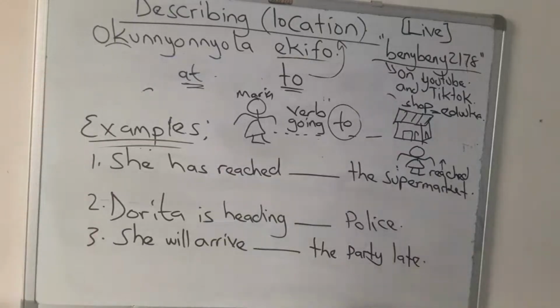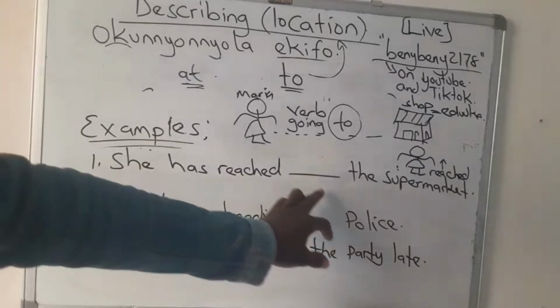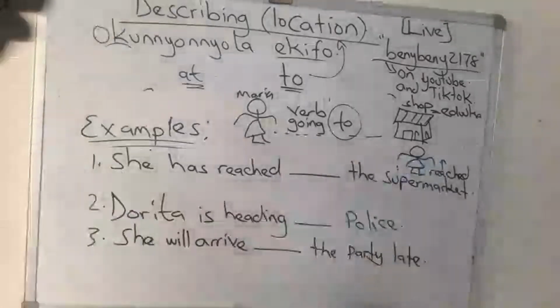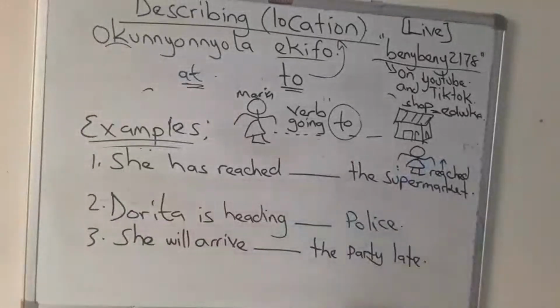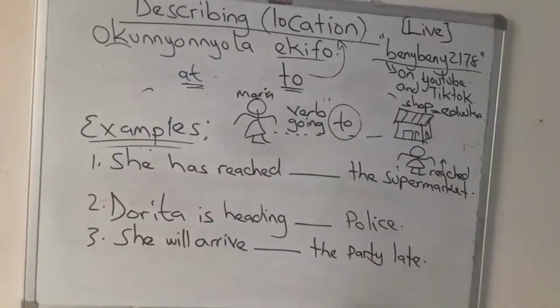Okay, let's first see. This is your exercise. Number one, I have, she has reached dash the supermarket. So what is the answer here? Please send in your answers in the what? In the comment section, such that we interact. She has reached dash the supermarket. What is the answer there? I'm waiting for your answers in the comment section. Read through this first one and give me the answer. Send an answer in the comment section and we proceed.